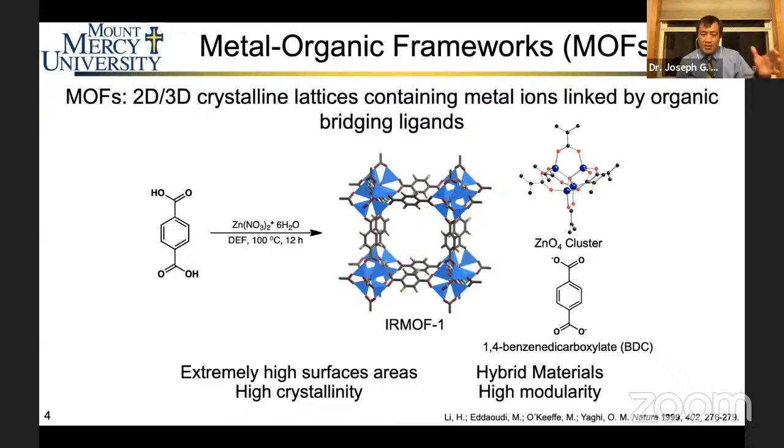They had a series of MOFs, and what they showed in their study early on is that these new materials had high surface areas and were very crystalline. As such, these can be characterized and utilized. And because we can actually identify these better, these materials can be utilized in hybrid aspects of things.